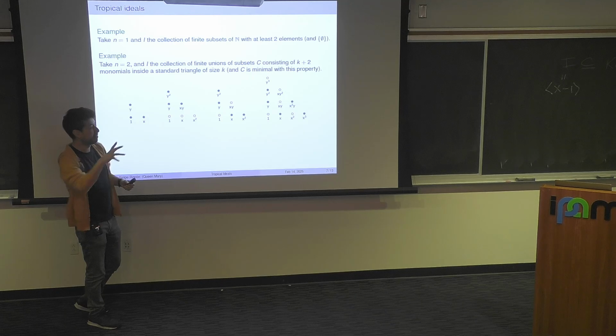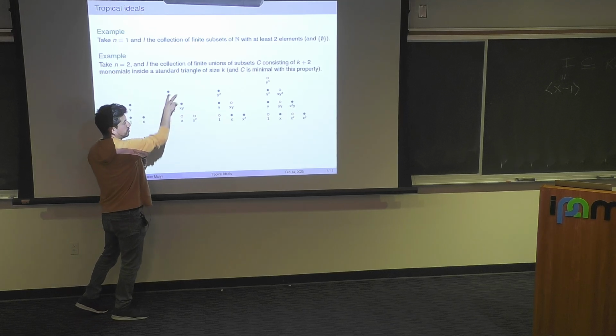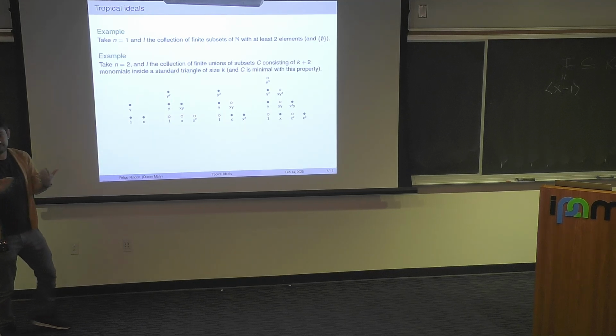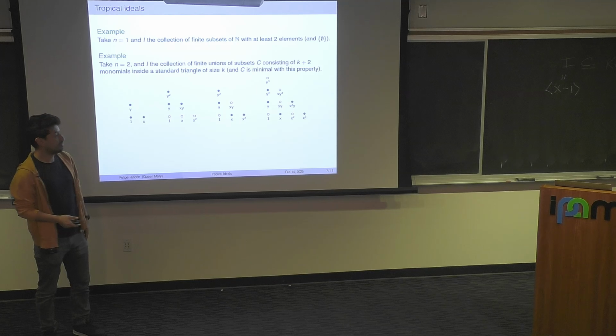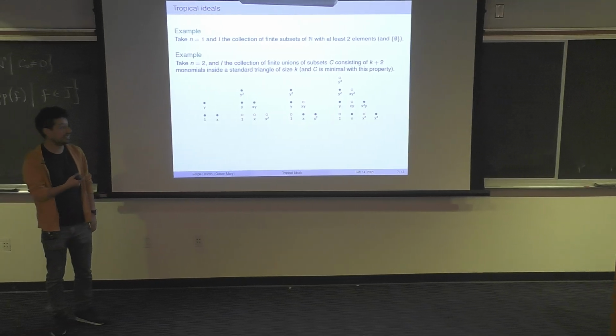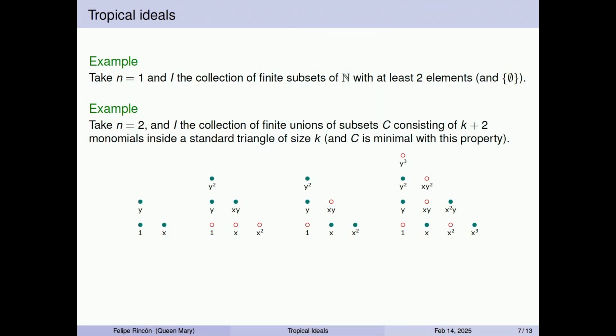And it's also invariant under translation. If you see these 3 monomials inside a triangle of size 1, when you multiply them by y, you're still going to get a subset here in degree 2. So they provide a tropical ideal. But I claim that this is not realizable. You're not going to be able to find an ideal with coefficients in a field where these are exactly the supports of the polynomials. And the proof is not that difficult.